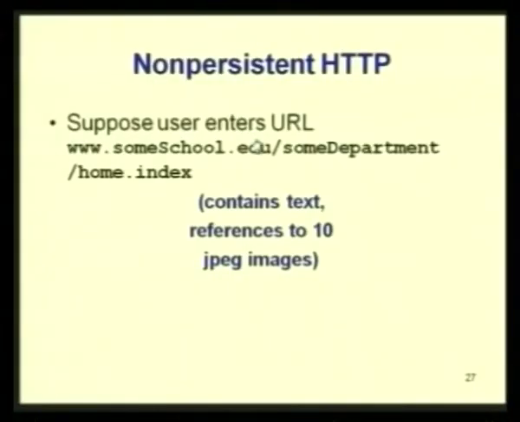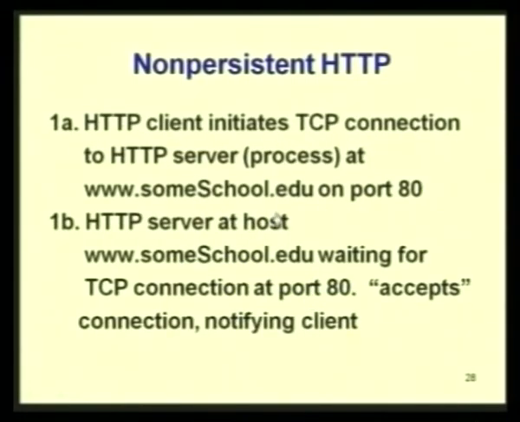So, looking at non-persistent HTTP, let us see how that will work. Suppose the user enters a URL, www.someschool.edu/somedepartment/home.index. Assume that this page contains text and references to some 10 JPEG images. Let us look at the steps that will be involved. So, the HTTP client will initiate a TCP connection to the HTTP server at www.someschool.edu on port number 80.